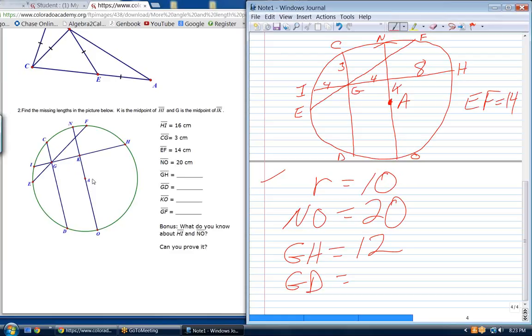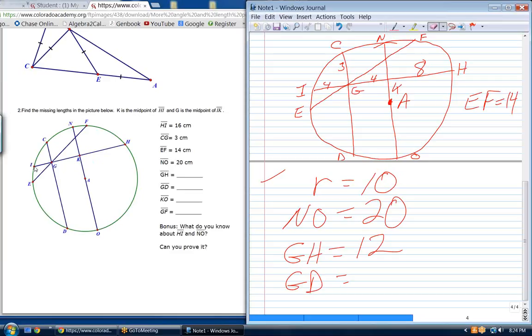What we know is the following. If you have two intersecting chords, this is probably what you were talking about. If you have two intersecting chords inside a circle, then this segment times this segment is equal to this segment times that segment. Yeah, that's it. So here's a bunch of intersecting chords. We can figure out stuff here.